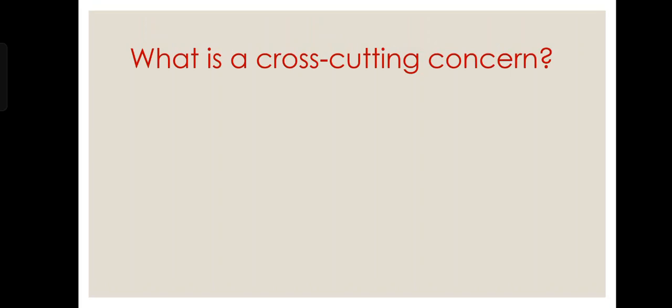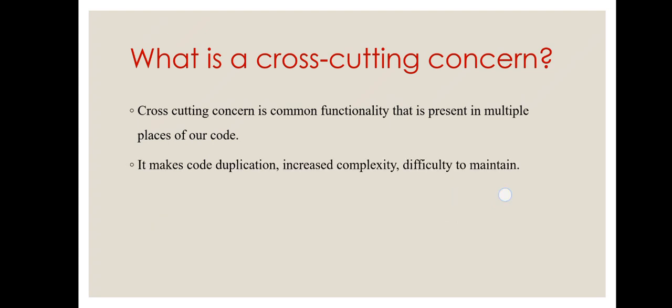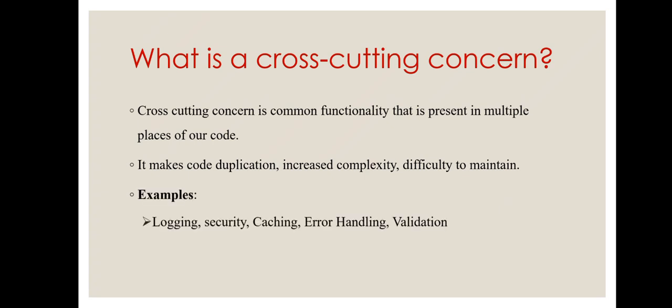Okay, now let's understand what is a cross-cutting concern. A cross-cutting concern is common functionality that is present in multiple places of our code. So as we saw earlier, it is some common functionality. So it makes code duplicate, the complexity will also increase, and it becomes difficult to maintain. Examples of cross-cutting concerns are logging, security, caching, error handling and validation. AOP helps to manage these cross-cutting concerns.